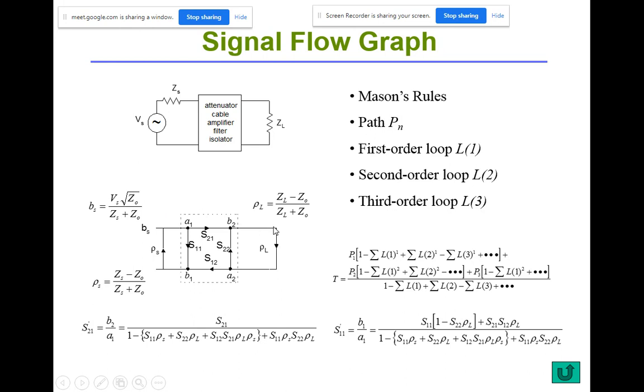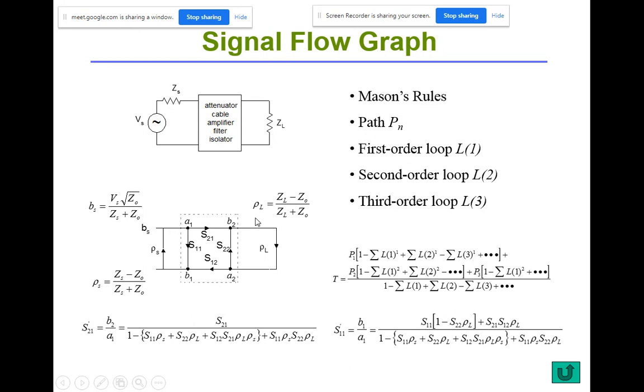As for rho L, it is simply the reflection coefficient, right? As we learned earlier, it is ZL minus Z0 over ZL plus Z0. And as for rho S, rho S is the same as rho L, except that this time the impedance mismatch is due to ZS, right? And then you have ZS minus Z0 over ZS plus Z0.